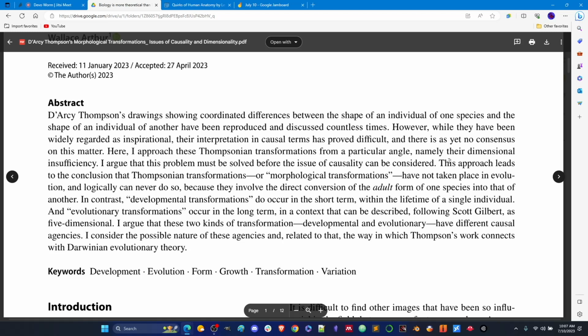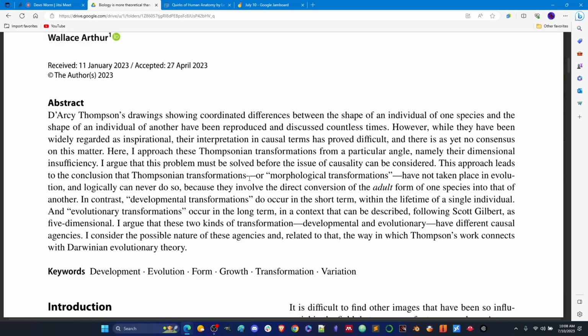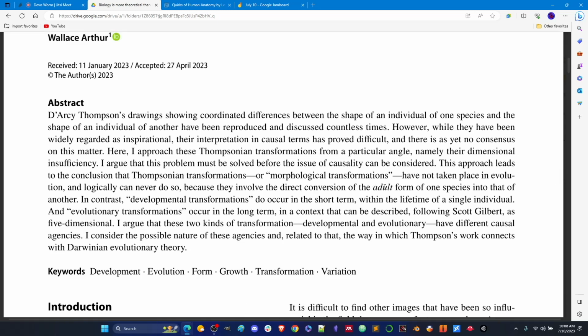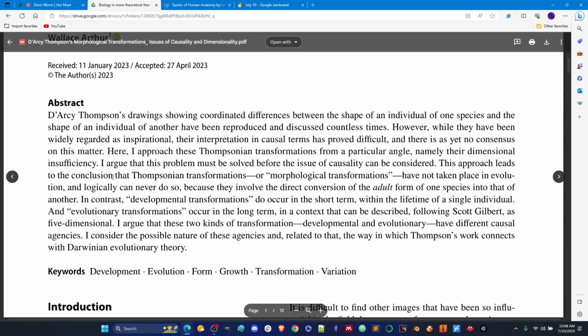So the Thompsonian approach, or this approach of looking at dimensional insufficiency, leads to the conclusion that Thompsonian transformations or morphological transformations, remember those transformations of the grid, have not taken place in evolution, and logically can never do so, because they involve the direct conversion of the adult form of one species into that of another. So this is really interesting.